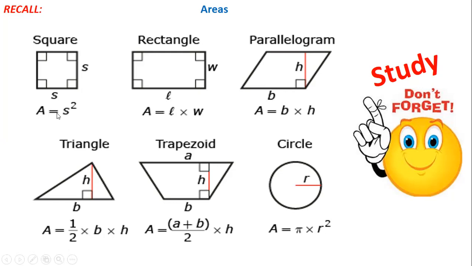The area of the square is equal to s square, which means the side squared. The area of the rectangle is length times width, L times W. Parallelogram, it is B times H, which is the base times the height. The area of the triangle is B times H over 2, which is base times height over 2. The area of the trapezoid is (A plus B) times height over 2. What do we mean by A plus B? A is the big base plus B the small base. The area of the circle is pi times r squared. Pi is 3.14 and r is the radius of the circle.